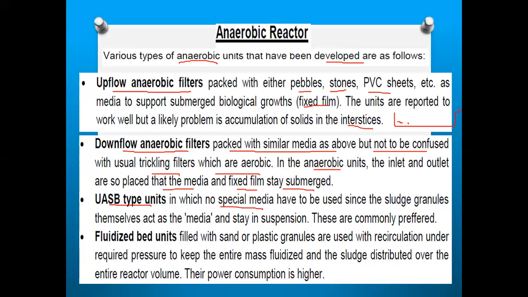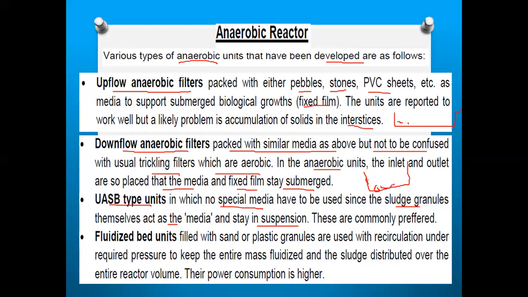Here, no special media has to be used, since the sludge granules themselves act as the media and stay in suspension. These are commonly preferred. So in this UASB type, as in the sedimentation tank of the activated sludge process, the water stays at the top surface.